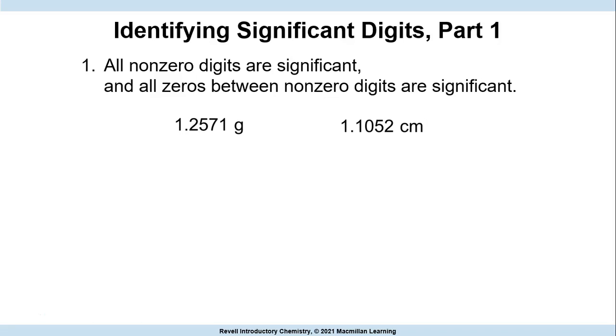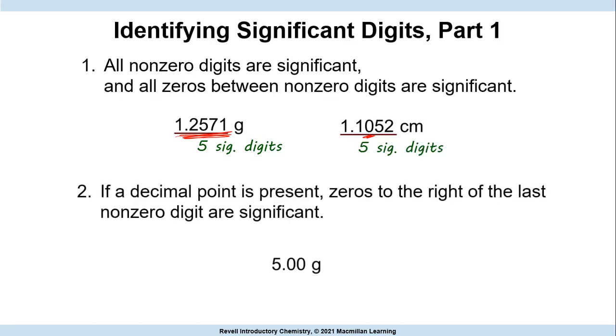Now let's look at the first case. All non-zero digits are significant, and all zeros between non-zero digits are significant. So we call this sandwich zeros. So all sandwich zeros are significant. All non-zero digits are significant. So that is rule number 1 for identifying significant digits. Now, we have 5 significant digits here in this first measurement. And for the second measurement, we also have 5 significant digits. The 0 is significant.